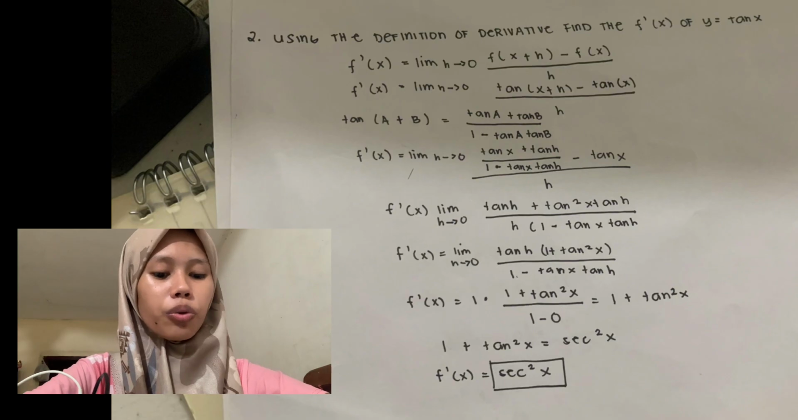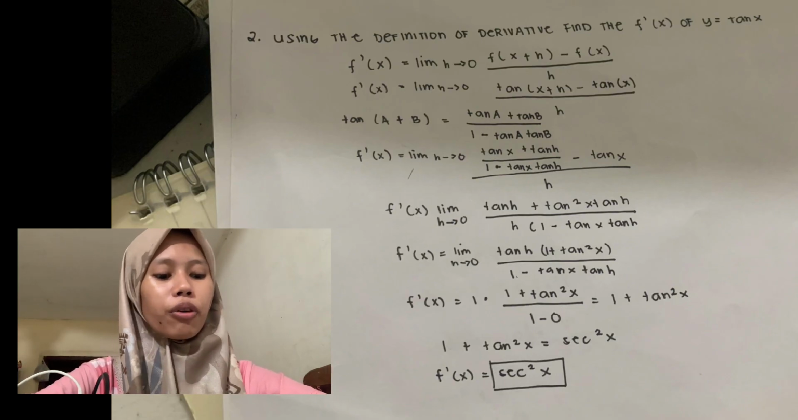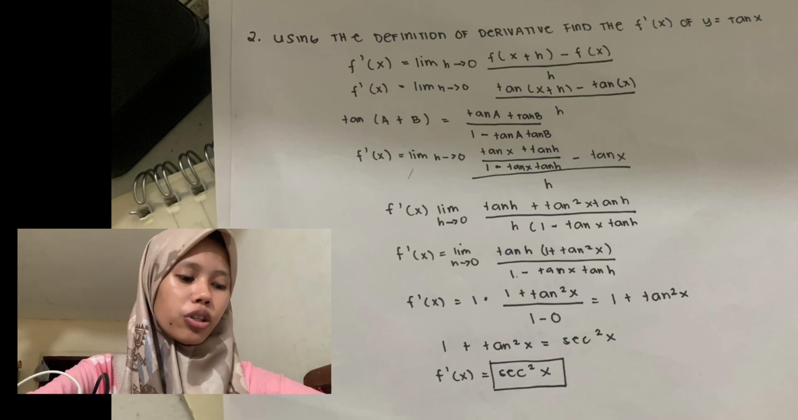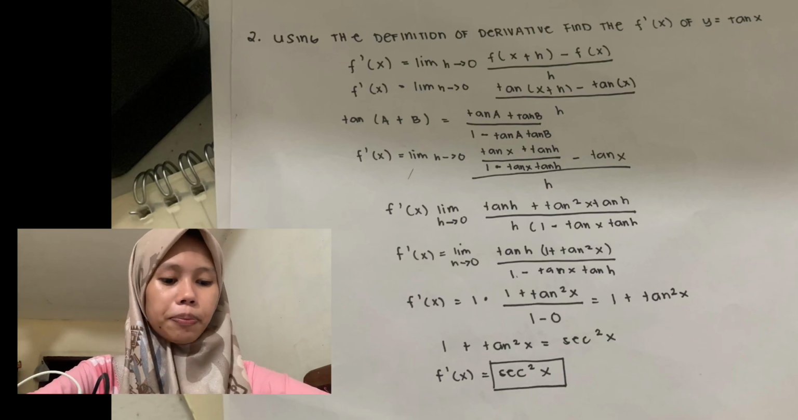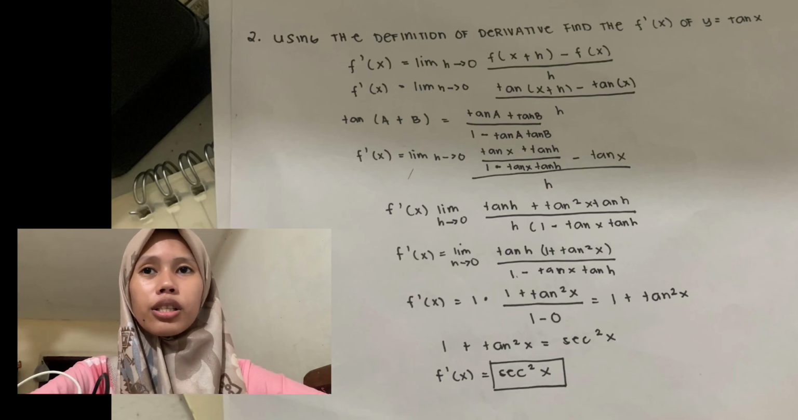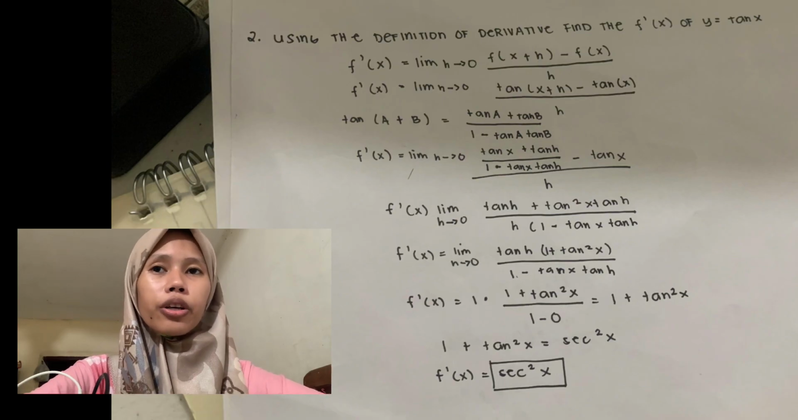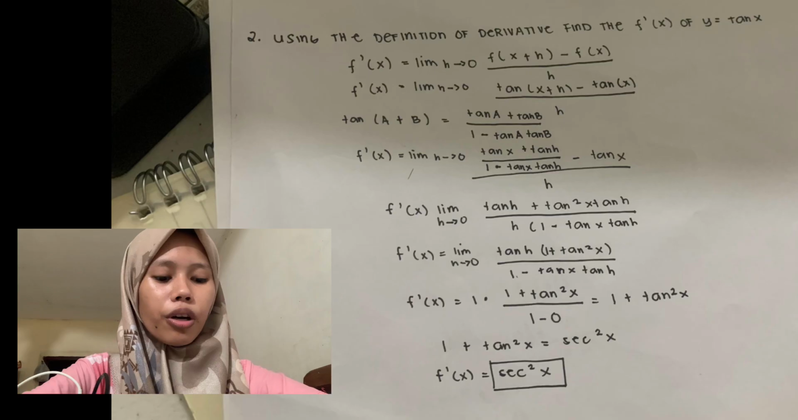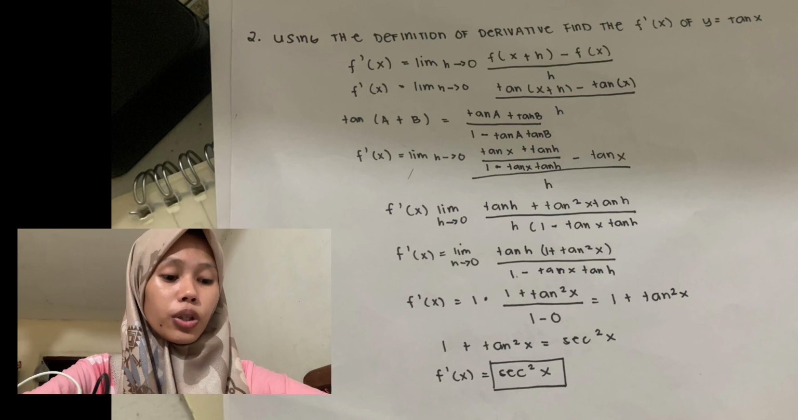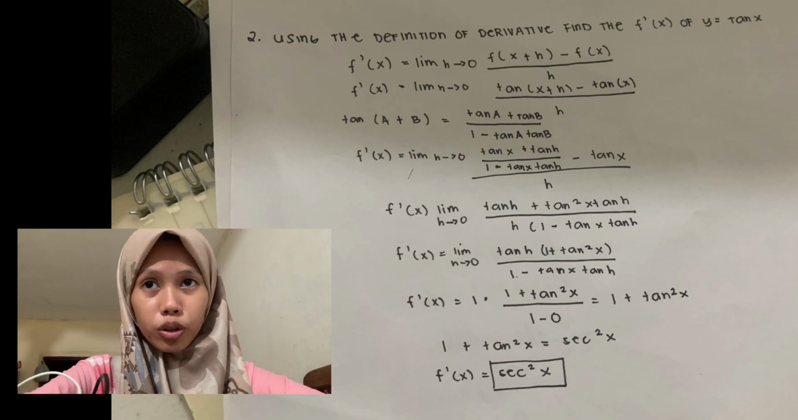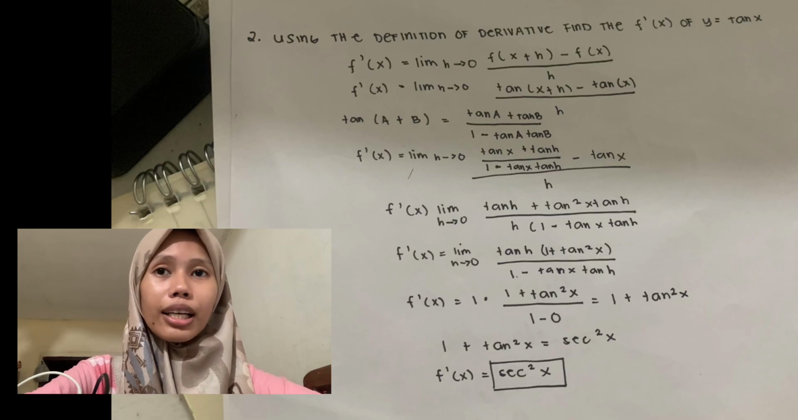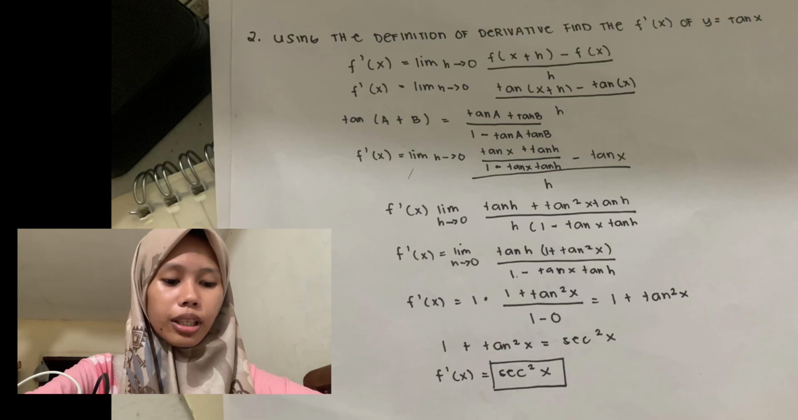Okay, so for number 2, the problem is: using the definition of the derivative, find the derivative of y equals tan x. First, the definition of the derivative is f prime of x equal to the limit as h approaches 0 of f of x plus h minus f of x over h. So for f of x equal to tan x, we have that.